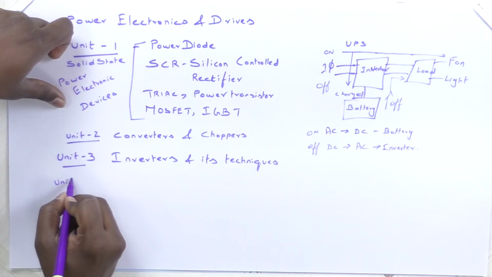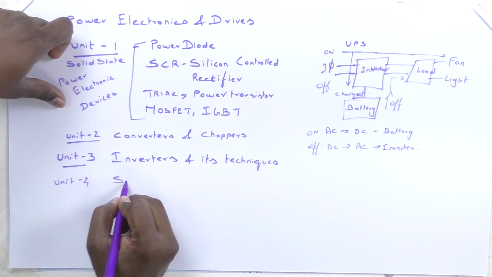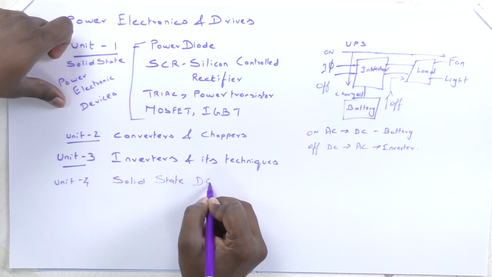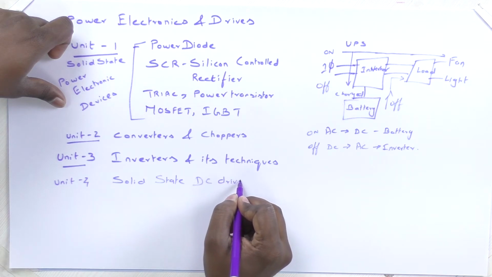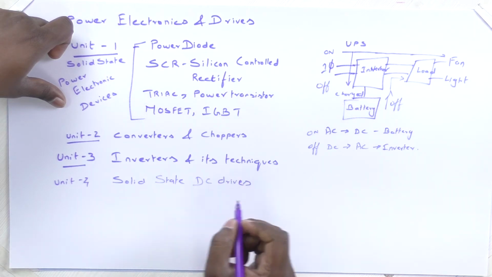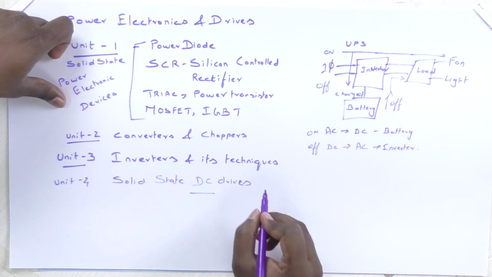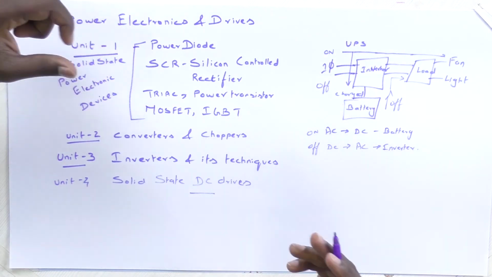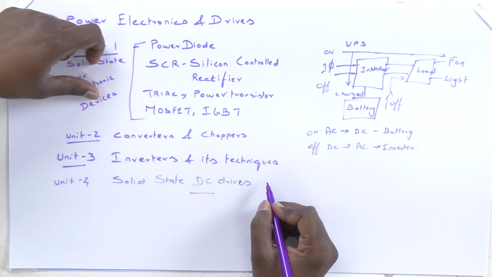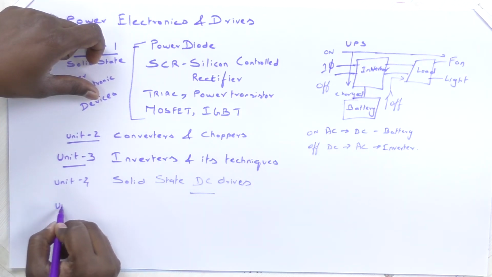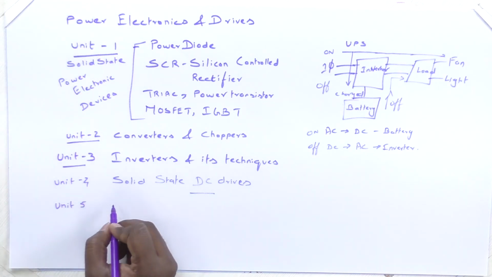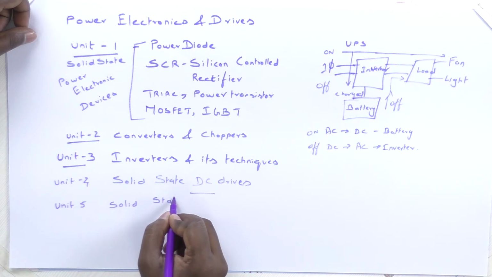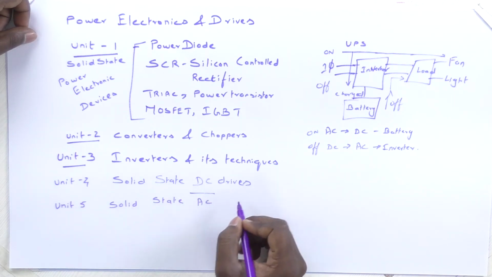And unit 4, mostly it will be solid state DC drives. So we'll be dealing with how to control DC motors, some of their applications like control systems, speed control of DC motors. And then unit 5, we'll be dealing with solid state AC drives.